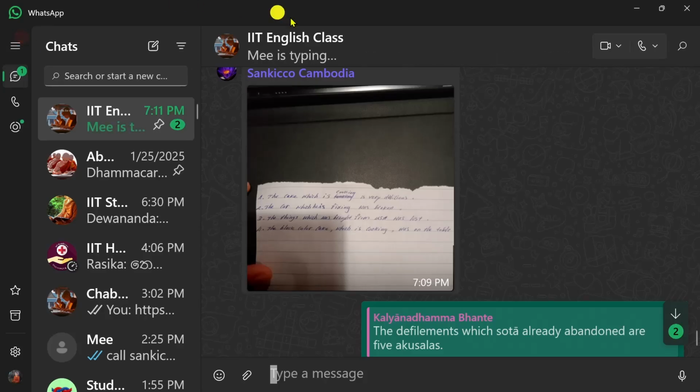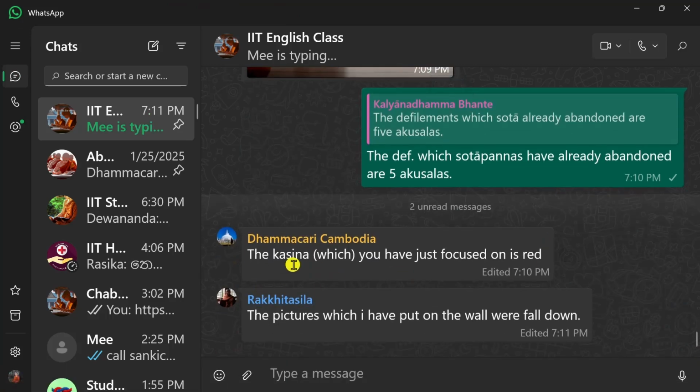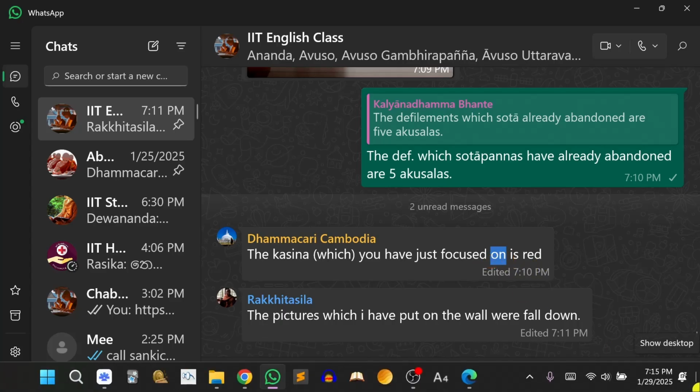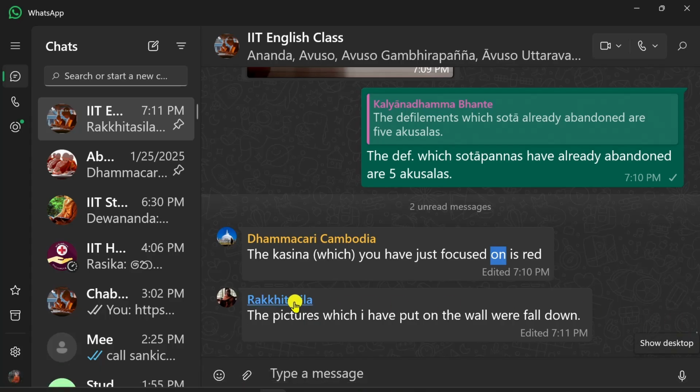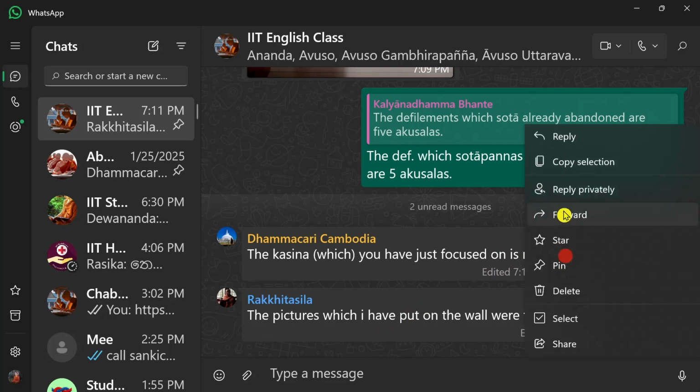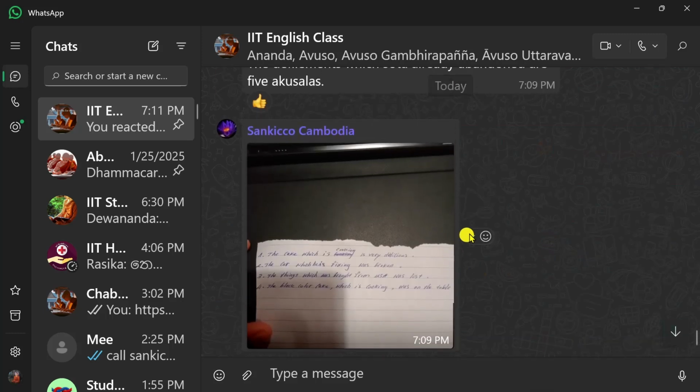Okay, lots of examples. The casino, which you have just focused on, is red. Good. You see the preposition at the end. Good. High level. Can I remove which? Yes. The casino you have just focused on, yes, you can say that. The pictures which I have, okay, wait. Thumbs up for Sankicha.